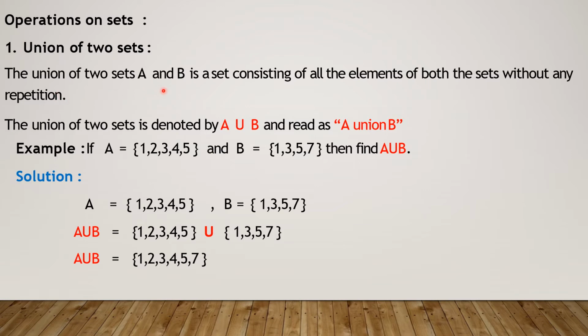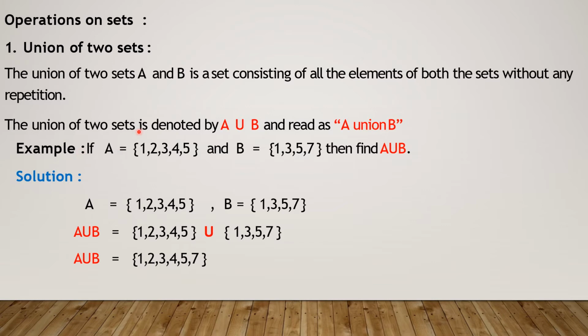The union of two sets A and B is a set consisting of all the elements of both the sets without any repetition. Again, what is the union of two sets? The union of two sets is a set which consists all the elements of both the sets, but we must take care that there should be no repetition in union of two sets.